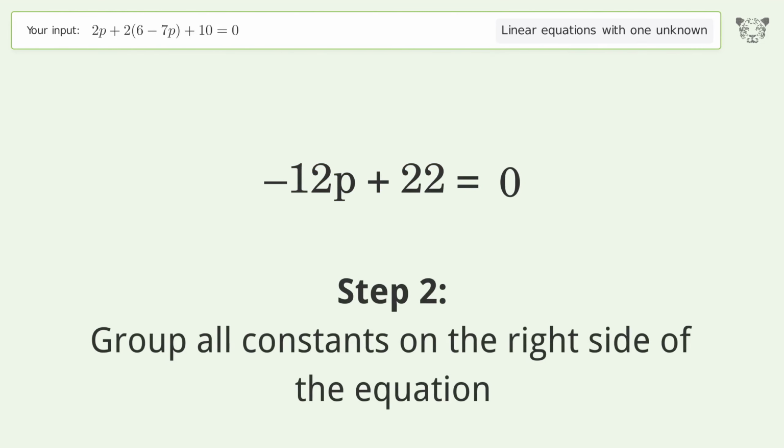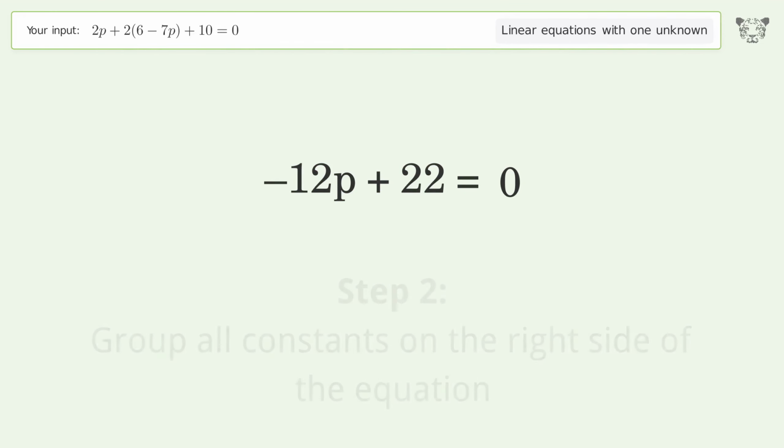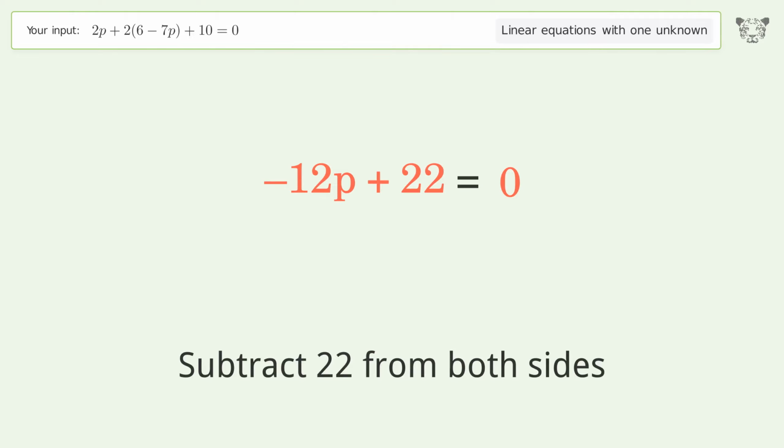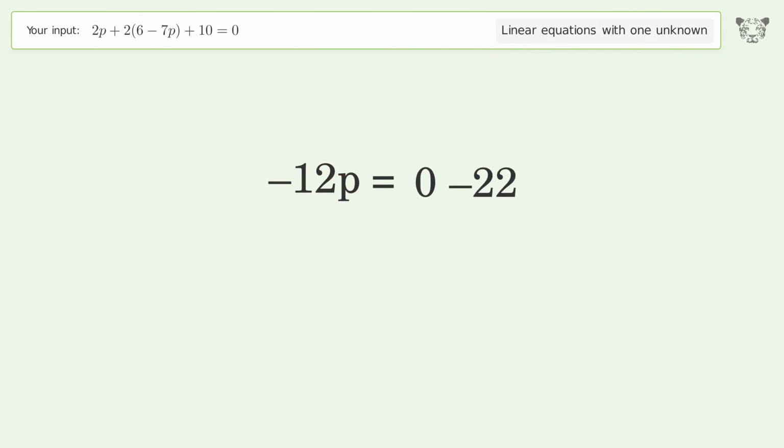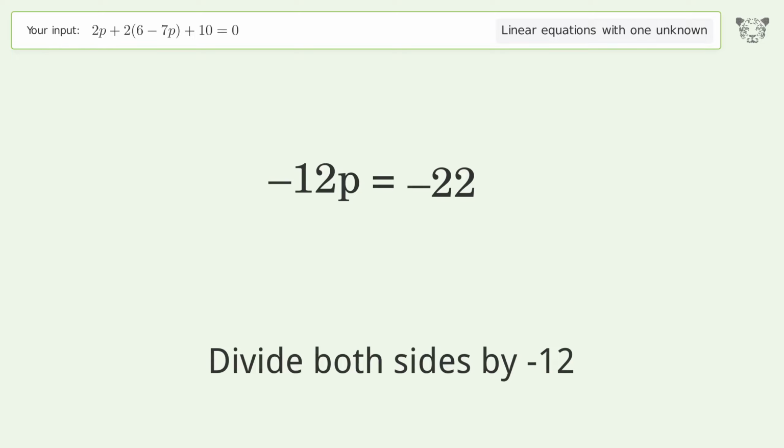Group all constants on the right side of the equation. Subtract 22 from both sides. Simplify the arithmetic. Isolate the p. Divide both sides by -12.